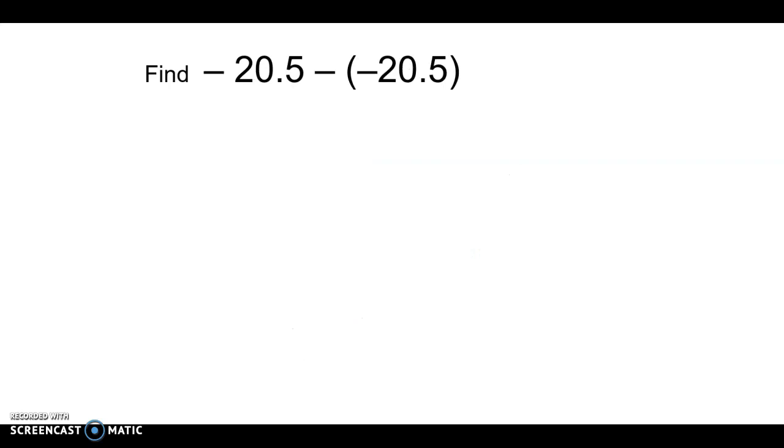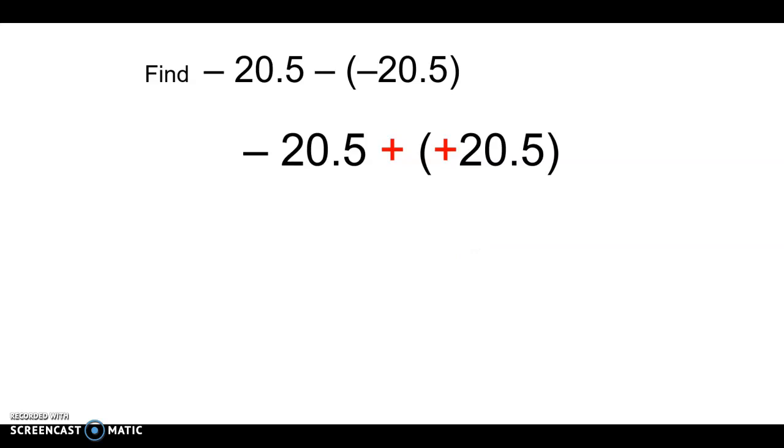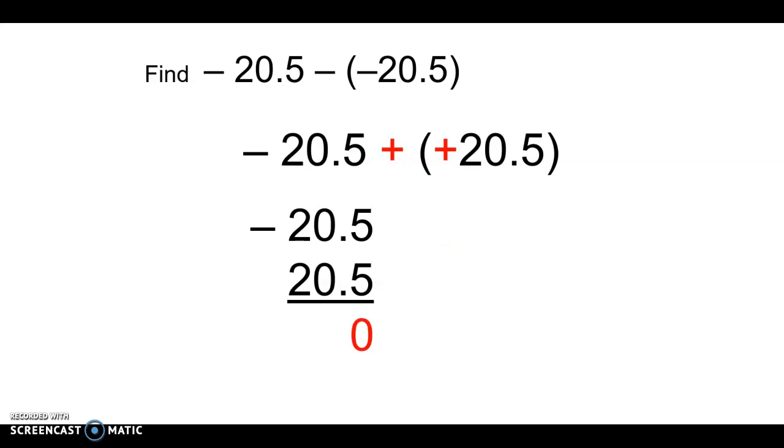All right, change it to an addition problem first by adding the opposite. So I have negative 20.5, that did not change. Subtraction became addition, and negative 20.5 became positive 20.5. Different signs on this one, so we're going to subtract, and we get 0.